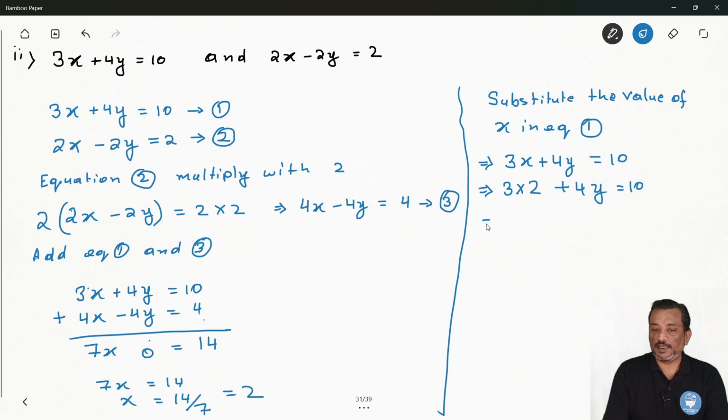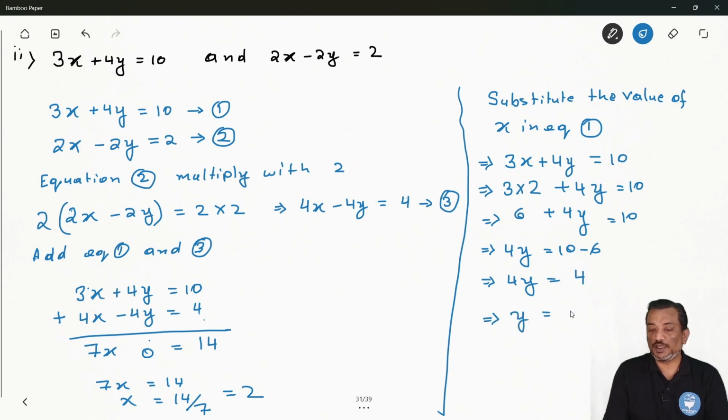So you can say 6 plus 4y is equal to 10. So now you can transpose the 6 from the left side to the right side. So 4y is equal to how much? 10 minus 6. So 4y is equal to 4. So now y is equal to how much? You can say 4 over 4 is equal to 1.